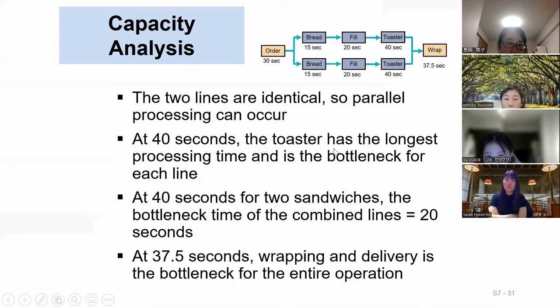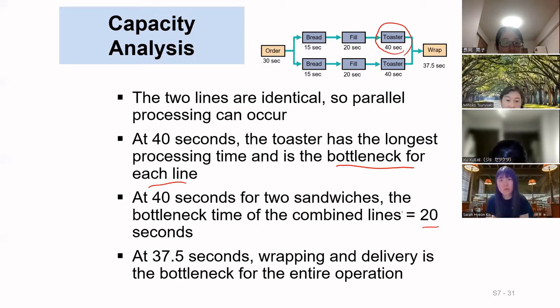At 40 seconds, the toaster has the longest processing time. So the bottleneck for this process is this toaster, right? It's the longest. At 30 seconds for two sandwiches, the bottleneck time of the combined line is actually 20 seconds. At 35.75 seconds, wrapping and delivery is the bottleneck for the entire operation.